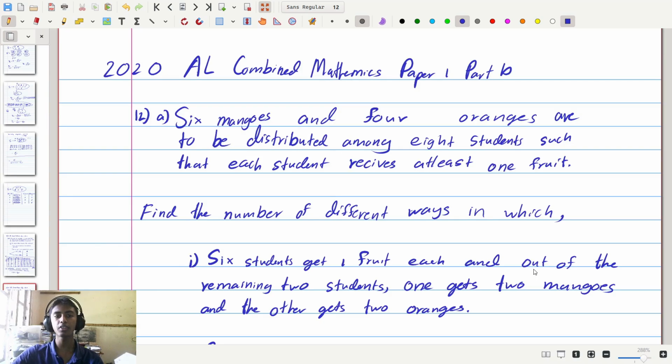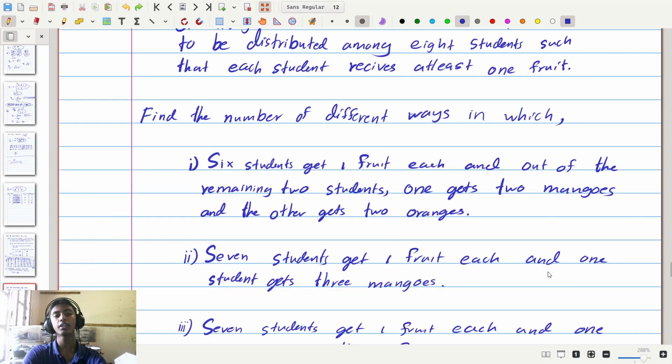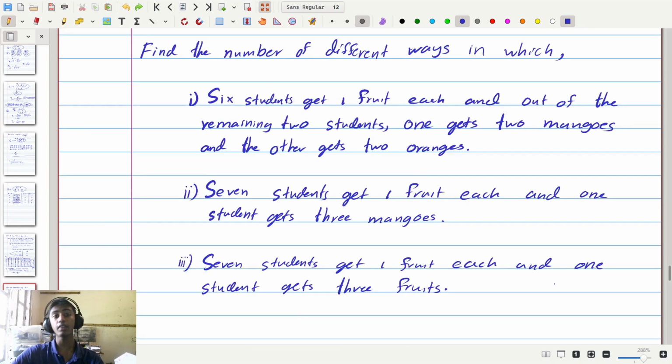In this question it says 6 mangoes and 4 oranges are to be distributed among 8 total students such that each student received at least 1 fruit. So that means that no student is left with 0 fruits. Going down, we can see the question is asking us to find the number of different ways in which, and then we have 3 questions.